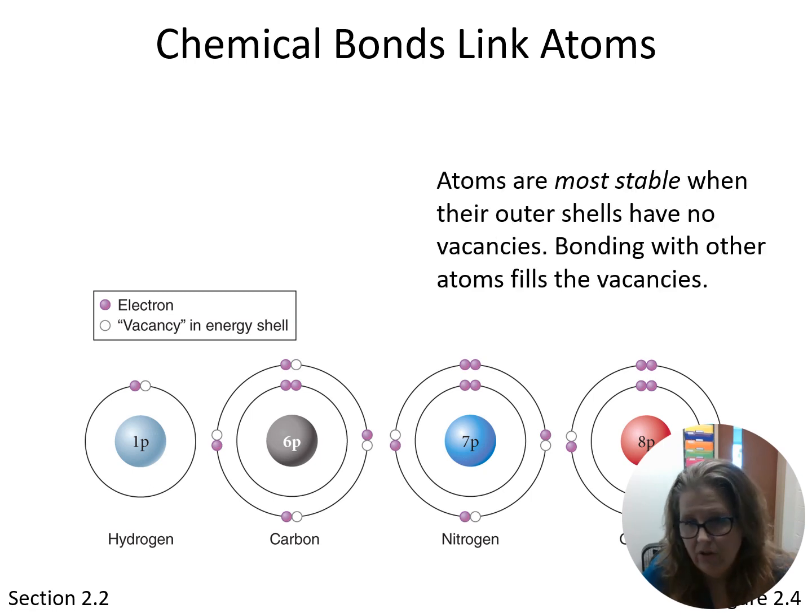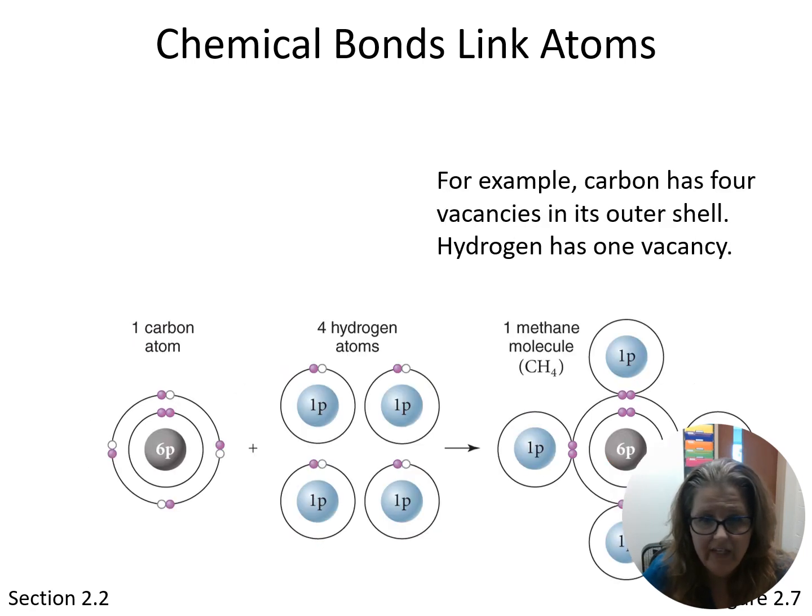Atoms are most stable when there are no vacancies, and bonding with other atoms fills those vacancies. So we have a carbon atom and 4 hydrogen atoms. Remember, each hydrogen atom has space for 1 bonding, so the carbon atom has space for 4. We have 1, 2, 3, 4, which is why it bonds in this arrangement that you can't really see because of my video, but you can pause and pull up the PowerPoint if you haven't already, so that way you can see it. But we did discuss this in class.